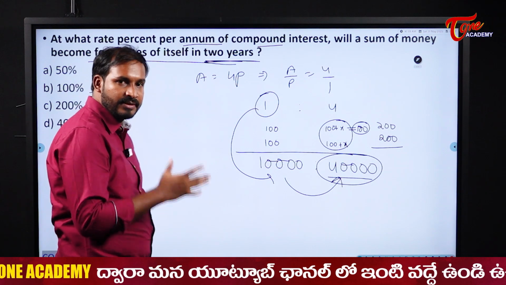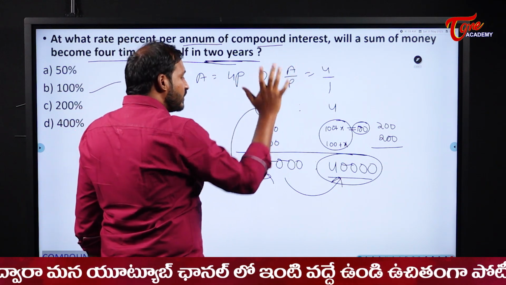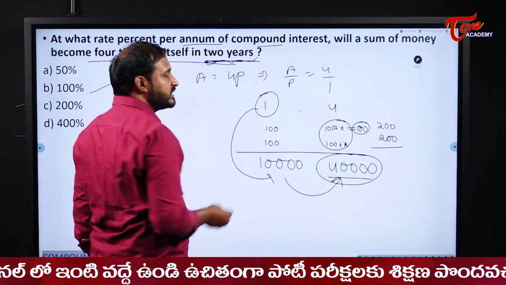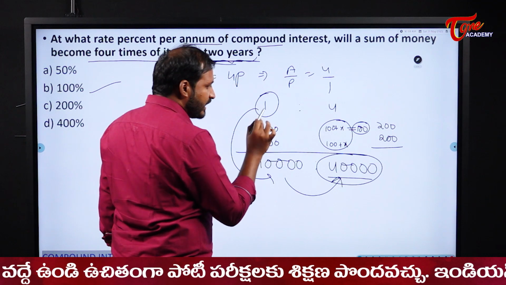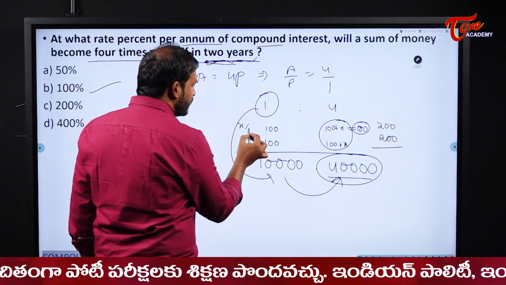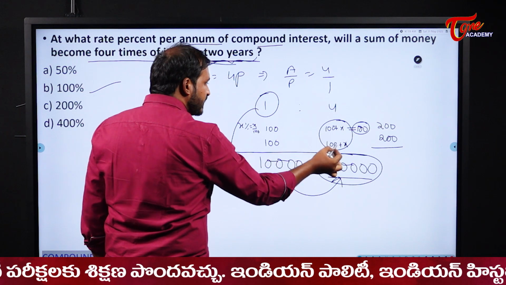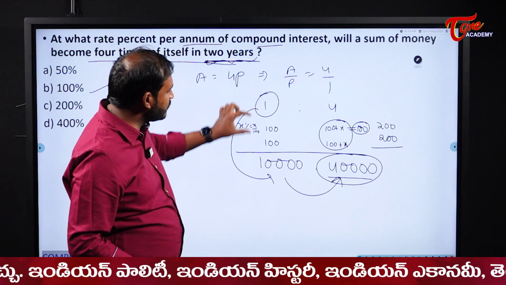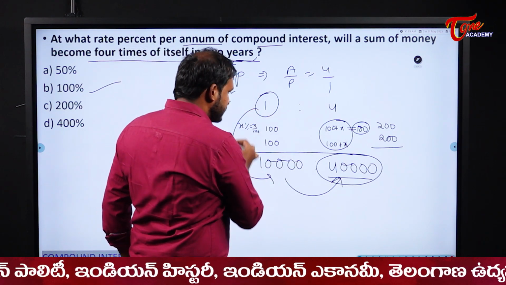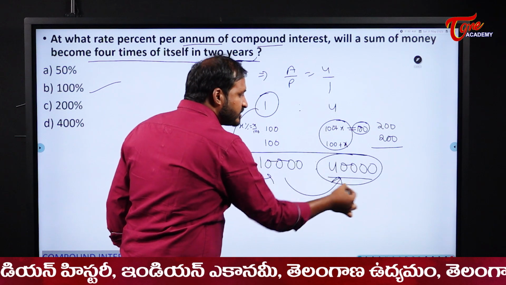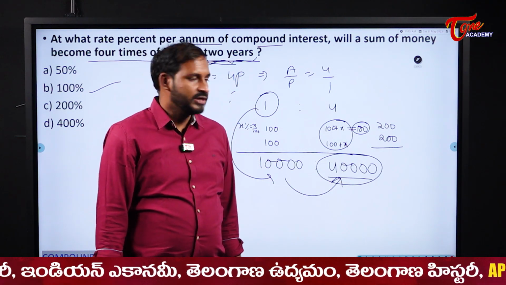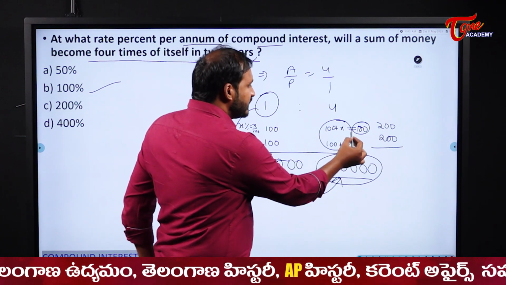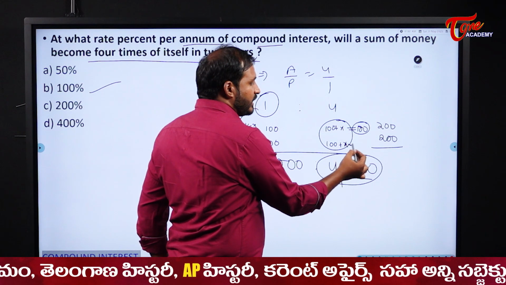See here students, once again I am repeating. We don't know the rate of interest, but it should become 4 times of itself in how many years? 2 years. So 100 and 100. If it is x percentage, what will you write? 100 plus x, 100 plus x. So 100 into 100, what does it become? 10,000. Given that this 10,000 is one part, from this 4 parts will become what? 40,000. Now tell me by multiplying which two numbers you will get 40,000? 200 with 200, right? That means this value should be 200 and this value should be 200 overall.